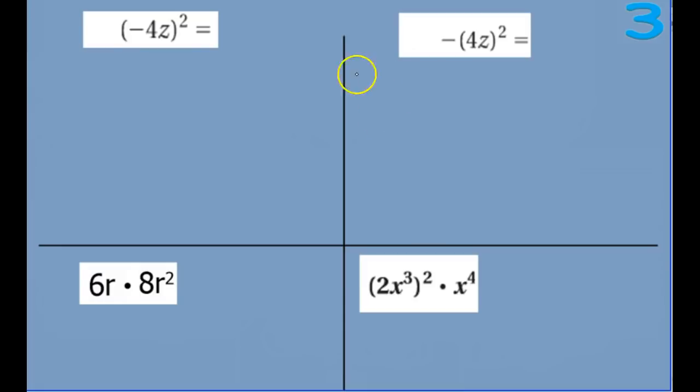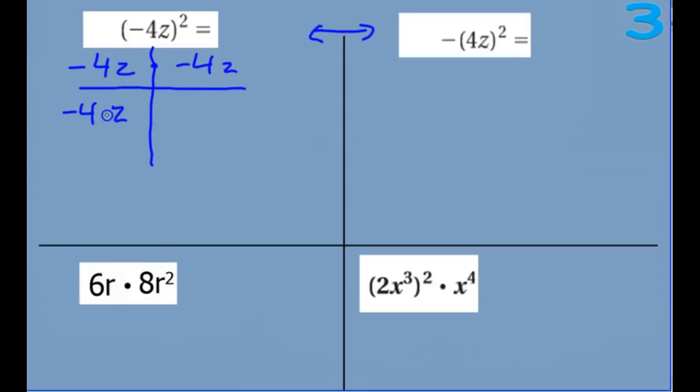Now here we have 2 that look kind of similar, but they are different. Here what we have is 2 of the negative 4z's in our parentheses. So we have a negative 4z times a negative 4z. We have 2 of those. So what we have here is 1 negative 4 and 1 z. Here we have 1 negative 4 and 1 z. So how many we have are 2 negative 4's, so negative 4 squared, and 2 z's, so z squared.